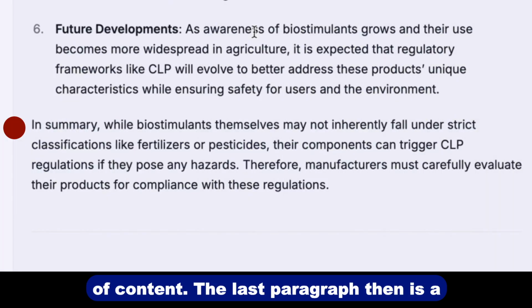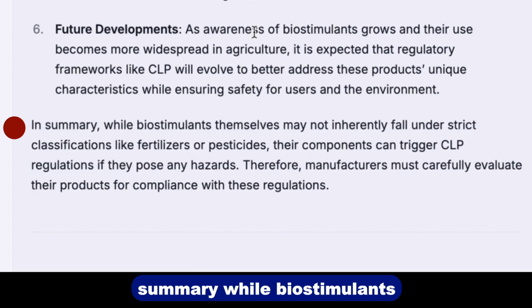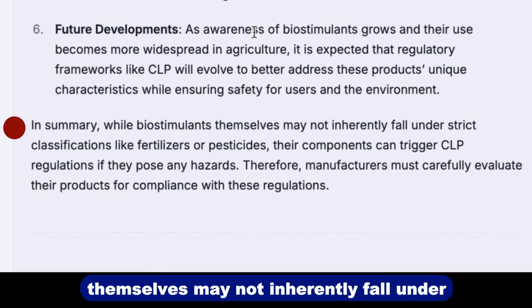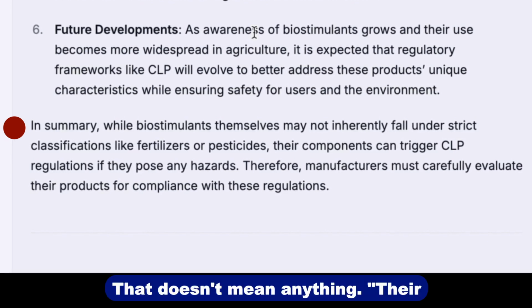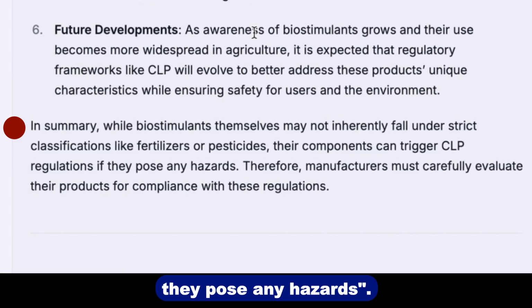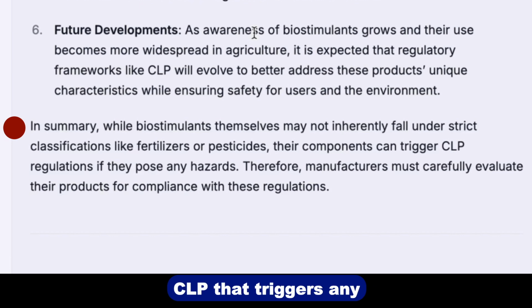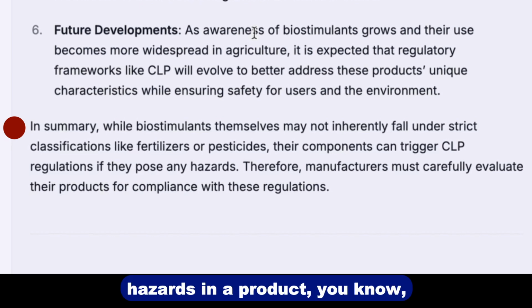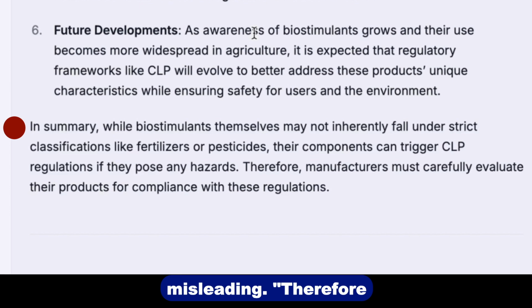The last paragraph then is a summary where it reads, in summary, while biostimulants themselves may not inherently fall under strict classifications like fertilizers or pesticides, that doesn't mean anything, their components can trigger CLP regulations if they pose any hazards. Again, that does not make sense. It's not the CLP that triggers any hazards in a product, the wording is simply misleading.